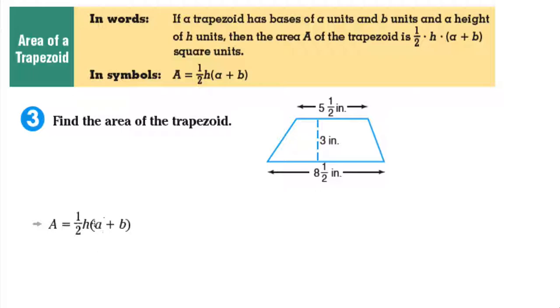We substitute the values of A and B. So A and B would be 5 and 1/2 and 8 and 1/2. Okay, and that's what we did, substituting the values, and our height is 3 inches. Why is this our height? Because it is perpendicular to both our bases.